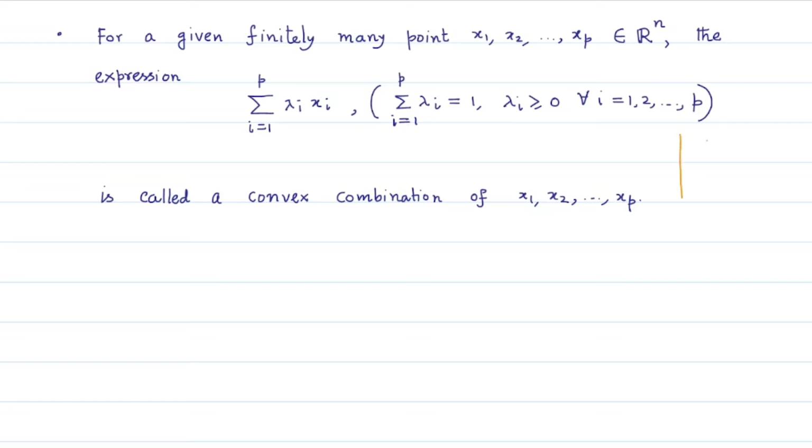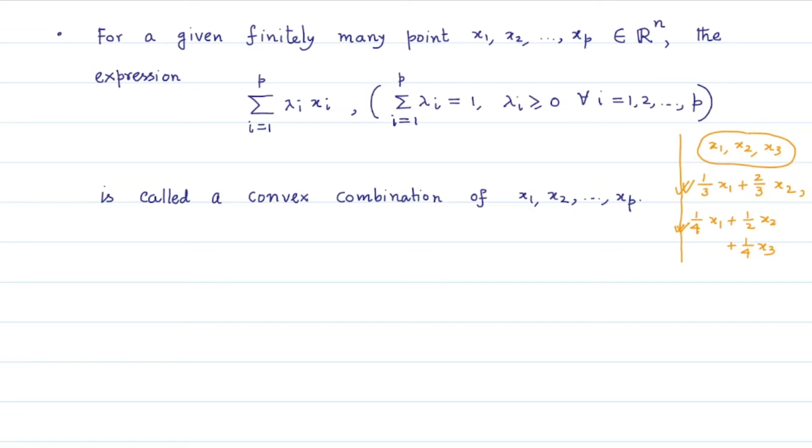For example, if we have, let's suppose, 3 points x1, x2, x3 from the R2 plane, then this expression, say 1/3 x1 plus 2/3 x2 or 1/4 x1 plus half x2 plus 1/4 x3. These two expressions are convex combinations of the points x1, x2 and x3.